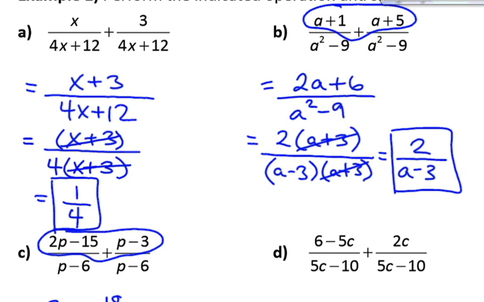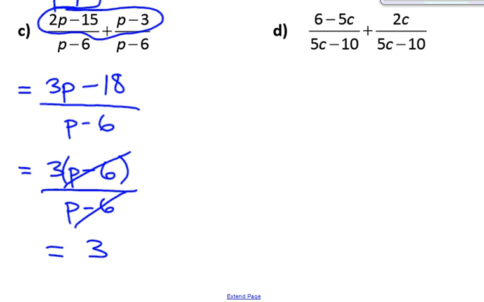You have to write the 1 if that's what's left in the numerator. However, in part C, our denominator was completely canceled out. So this would be 3 over 1, but if the 1 is in the denominator, we do not have to write the 1 because 3 over 1 is just 3.